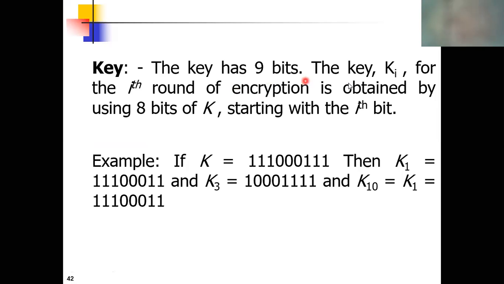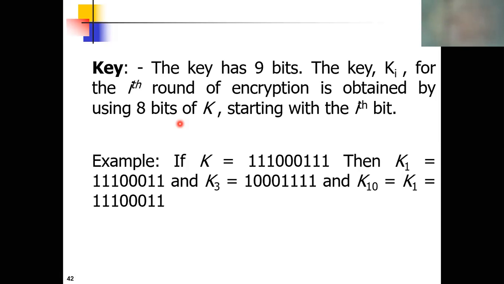The key has 9 bits, and each key Ki for the ith round of encryption is obtained by using 8 bits. If you realize, the actual DES has a 64-bit key length, and then we drop some parity bits, we get 56 bits. Then we apply some shifting and the expansion P-box, we get 48 bits. In that case we have initially 12 bits, and then we drop some parity bits, that is 3 bits, and we get a 9-bit key.